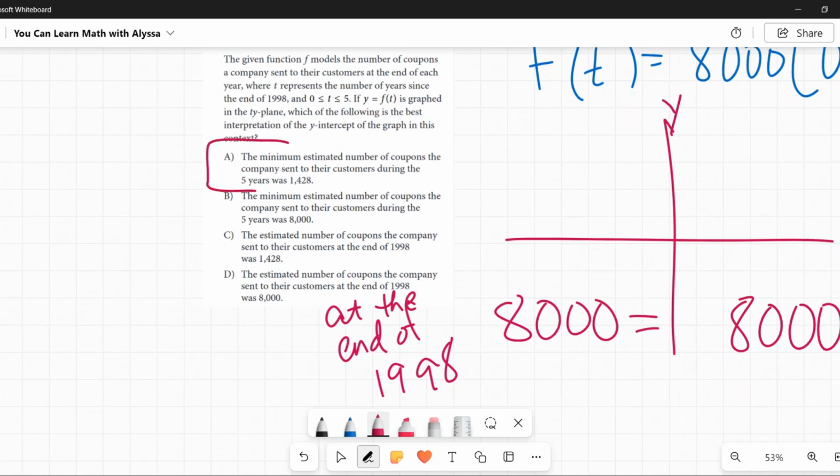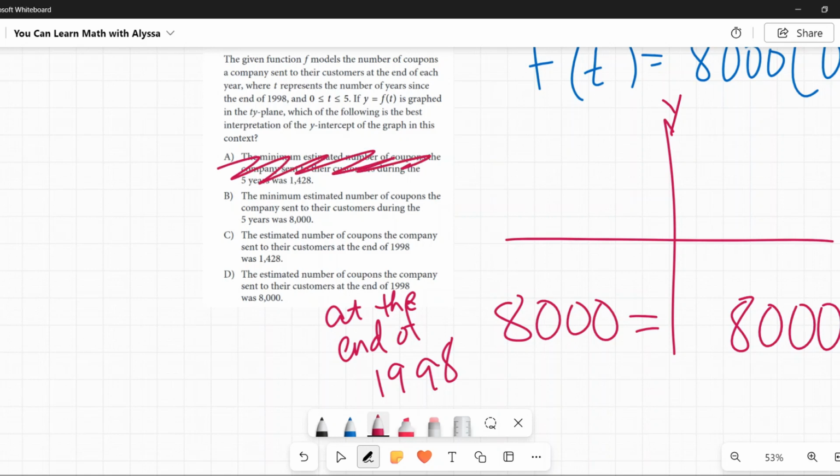Okay, A, the minimum estimated number of coupons, because we're asking what does the y-intercept mean? We said it means at the end of 1998, they sent 8,000 coupons. A, the minimum estimated number of coupons the company sent to their customers during the 5 years was 1,428. What? No, where's 1,428? No. And their total number of coupons sent? No, it has nothing to do with it.